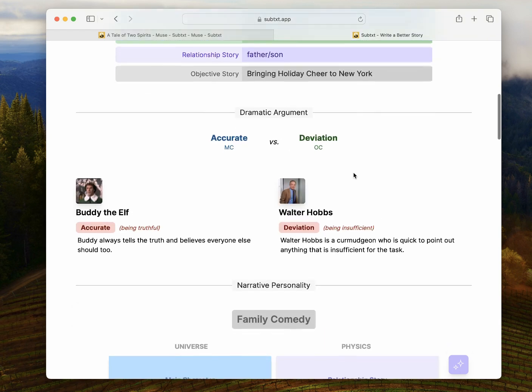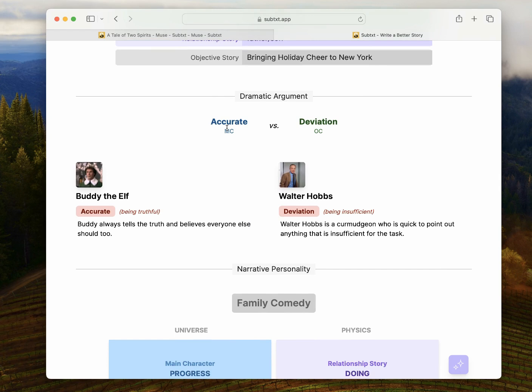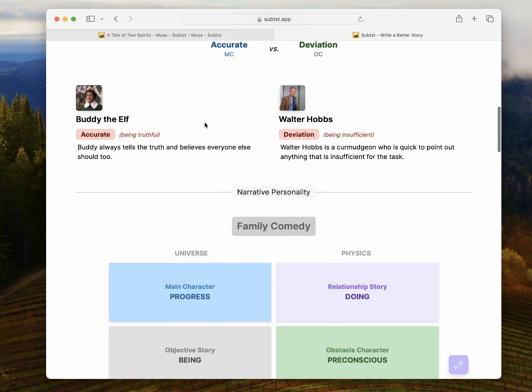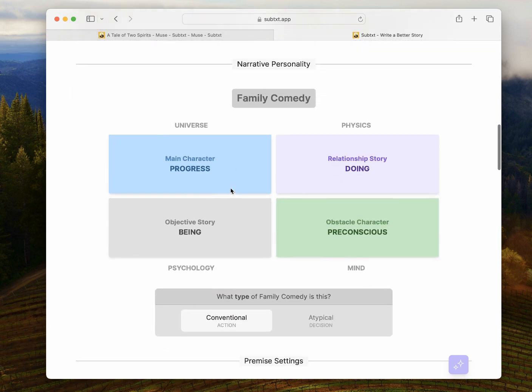And then it has the key dramatic argument between the two of them. In Subtext, these are known as the pivotal elements. So here, Buddy is all about being truthful and is always keeping things in line. He's very accurate. Things are right in line with the Christmas spirit, whereas his dad is working outside of the lines. Like he could care less if the book that he's working on was missing a few pages, and so he's really cranky about it. And then the story is about Buddy bringing Walter to the good side. So this would be the arrangement of the sources of conflict in the story in Elf.